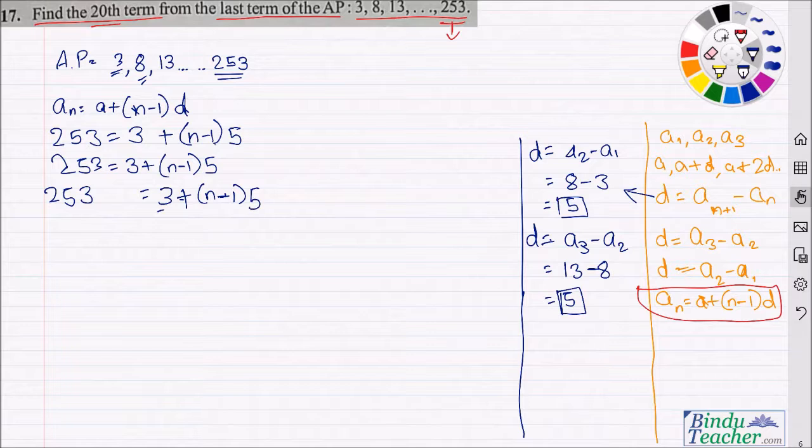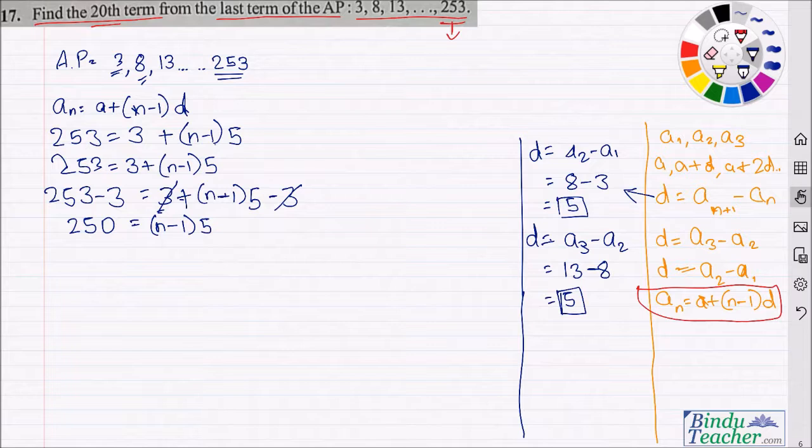Now I want to remove this 3, so we will add a minus 3 here. Whatever we do on the right hand side of the equation should also be done on the left hand side of the equation. This is for balancing the equation. So plus 3 and minus 3 cancel out each other. We have 253 minus 3, which is equal to 250 on the left hand side. On the right hand side of the equation, we have n minus 1 into 5.